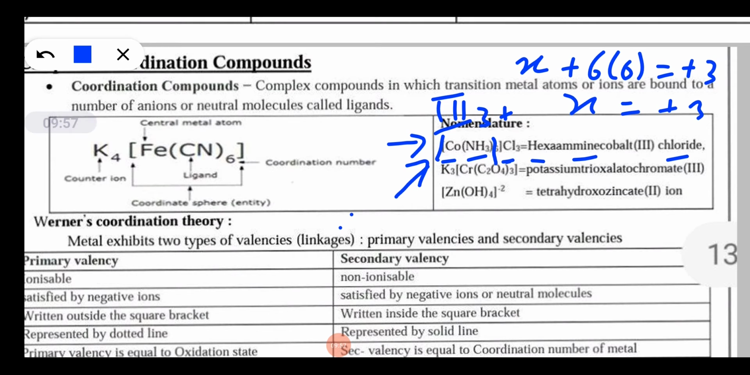After that cobalt, this is the central metal ion, cobalt, and the oxidation number of the cobalt is plus 3. And then this counter ion, which is Cl, so chloride. So you don't write trichloride because it has already been adjusted with the charge on the coordination sphere.